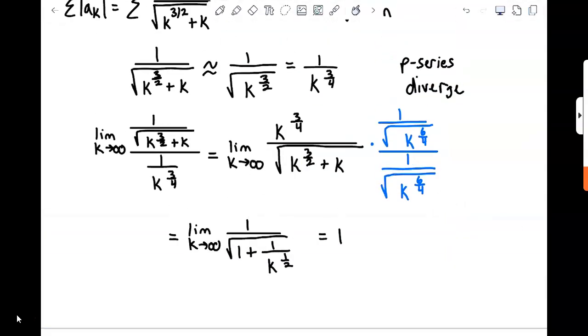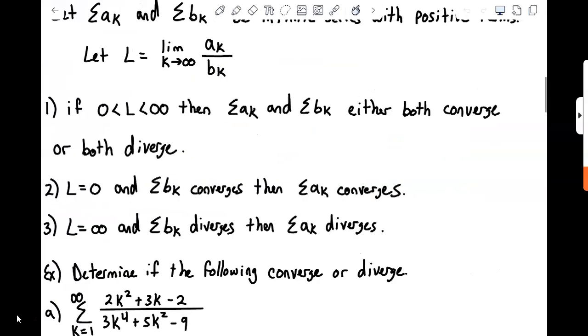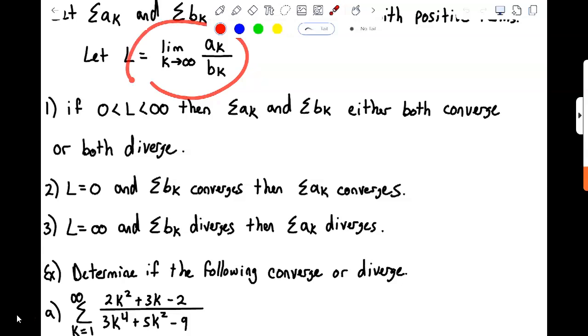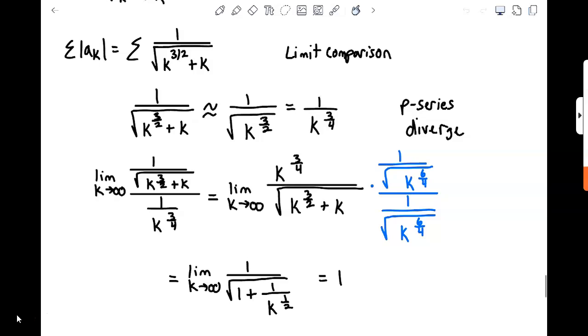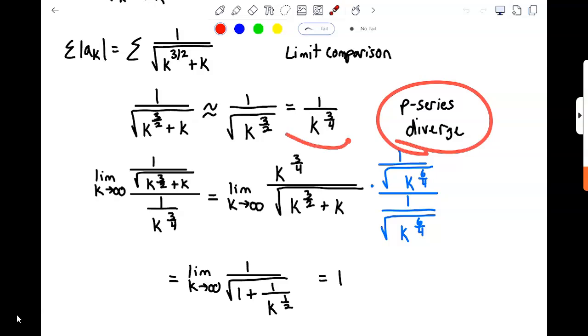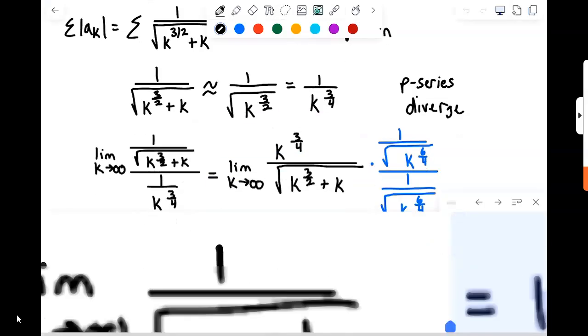And therefore, by our comparison test, since the limit is 1, remember what the comparison test said. It's been a little while now. If the limit of the ratio approaches a number, then they either both converge or both diverge. And so therefore, we know that the absolute one is going to diverge, just like its component p series friend, 1 over k to the 3/4. So we know that the absolute one is going to diverge.